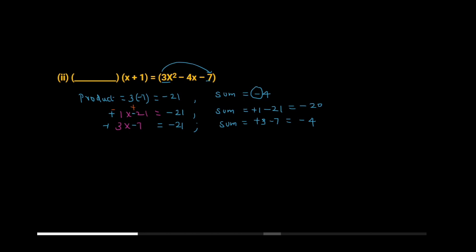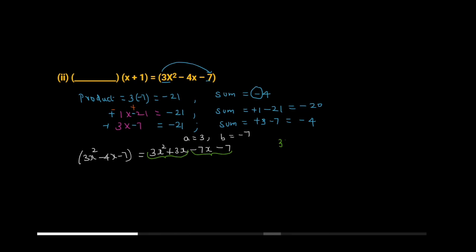So how to expand it? That is 3x squared minus 4x minus 7. If we are splitting the middle term, 3x squared plus 3x, one integer, our a is 3, our b is minus 7. So plus 3x minus 7x minus 7. Now take the common outside. For the first two terms, 3x is common. For the next two terms, 7 is common.